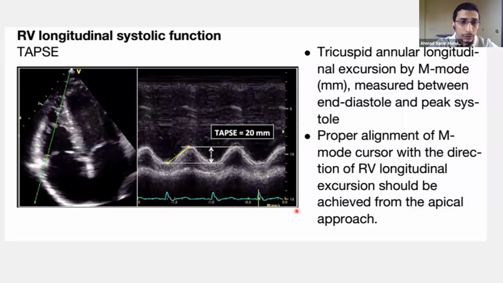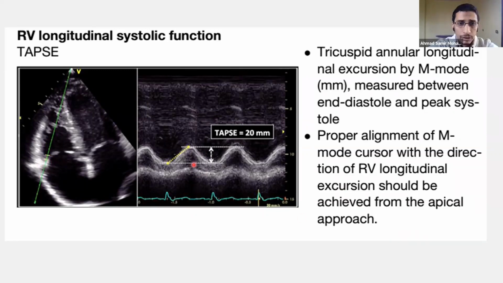This is appropriate and has been correlated with the global RV function and the clinical outcomes. However, this is a little bit of oversimplification of the contractile function of such a complex shaped structure into one single function of the longitudinal shortening of a single certain point. However, till we have further ideas about the other contractile functions of the RV, this has been accepted for long decades and is very, very reassuring to have them in the normal range.